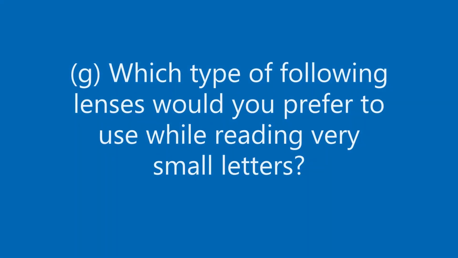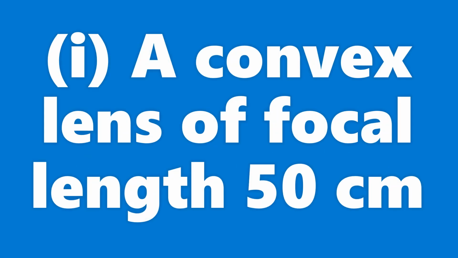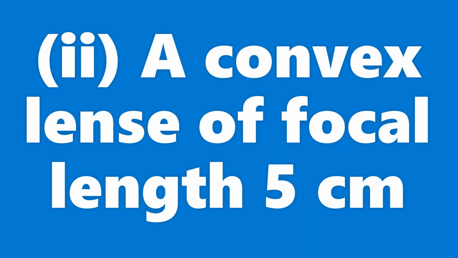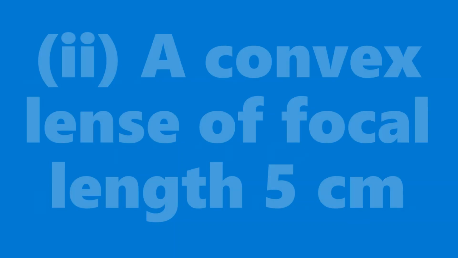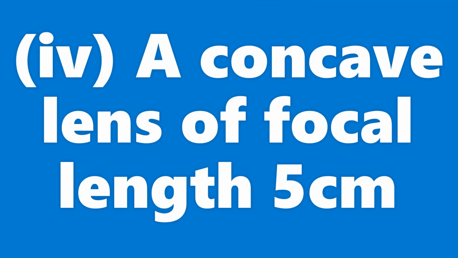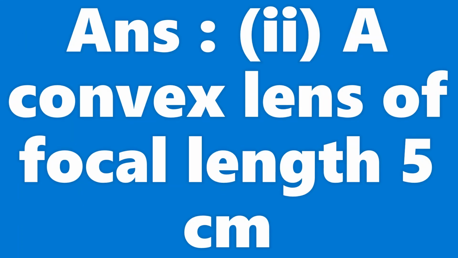And the next question is, which type of following lens would you prefer to use while reading very small letters? Number 1, a convex lens of focal length 50 cm. Number 2, a convex lens of focal length 5 cm. Number 3, a concave lens of focal length 50 cm. And number 4, a concave lens of focal length 5 cm. And answer of this question is number 2, a convex lens of focal length 5 cm.